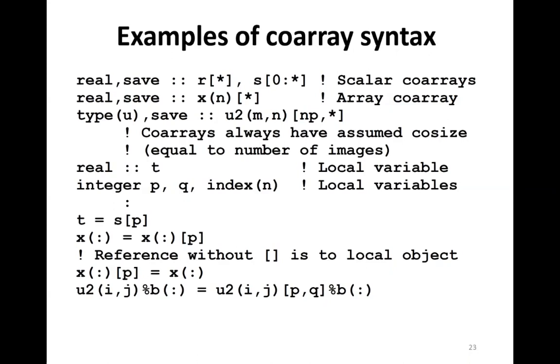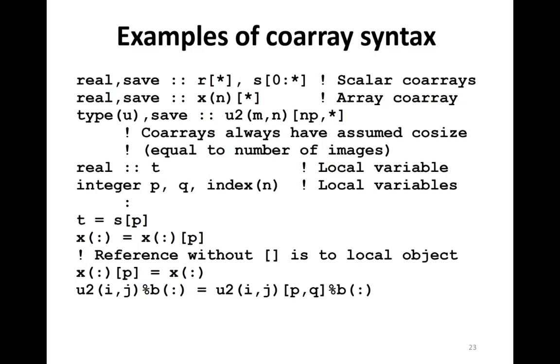So we use the star as for assumed size arrays. So it's an unknown size at compile time, because you don't know how many images there are going to be. You can declare a lower bound other than one if you want to. By default, it's one. So here I've got S with a lower cobound of one. Here's an array coarray. So it's an array of size n on each image. Here I've got a derived type. Coarrays always have assumed cosize equal to the number of images. Here I've got some local variables which are not coarrays, so they can only be addressed on the local image.